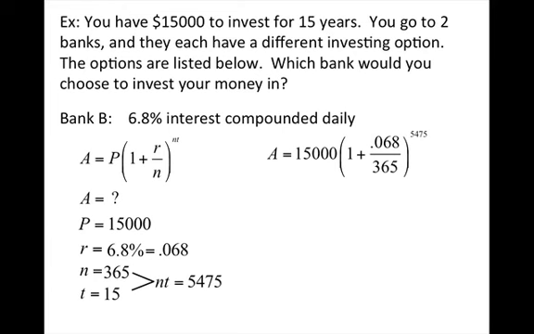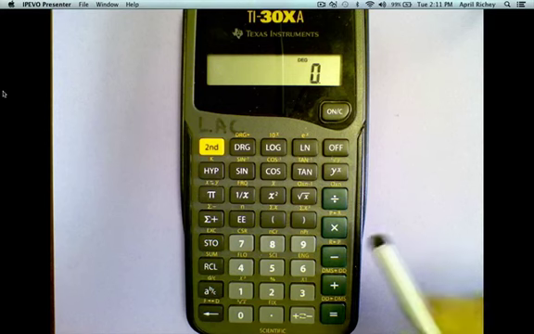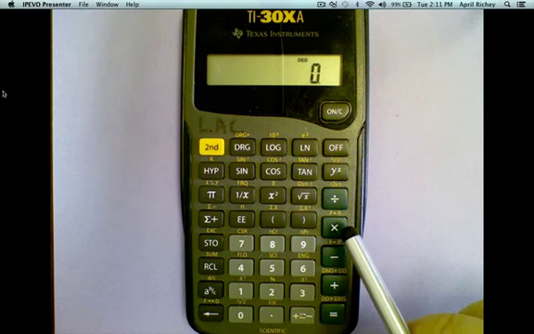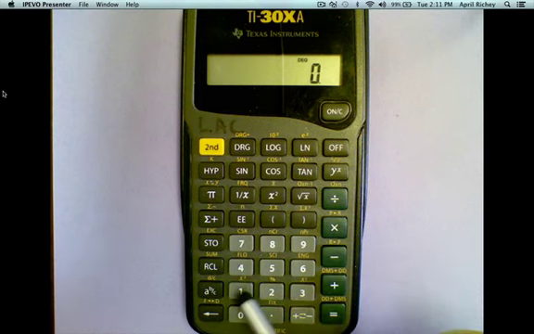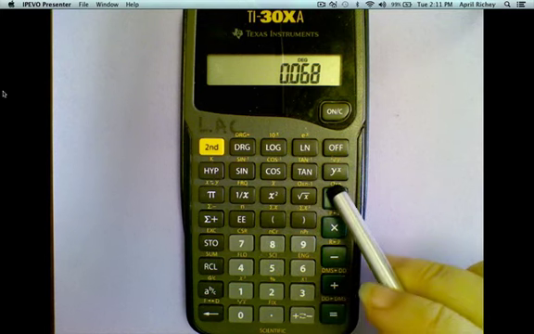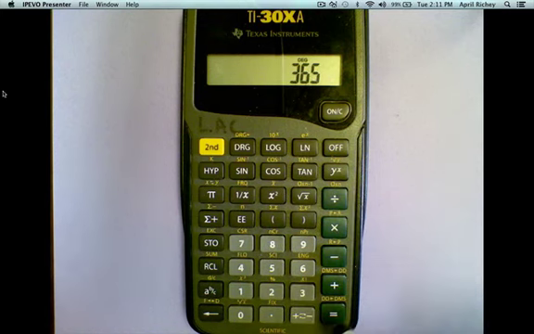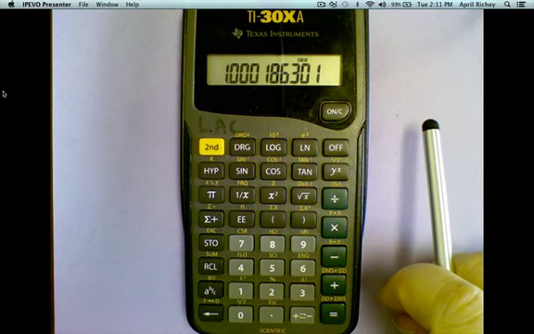So on our calculator, we're going to start with what's inside the parenthesis and type that into your calculator. Then we're going to raise it to the 5,475th power, and then we're going to multiply that answer by 15,000. So let's look at this on our calculator. We're going to begin with the 1 plus 0.068 divided by 365. So 1 plus 0.068 divided by 365 equals 1.00018, and that decimal continues on.